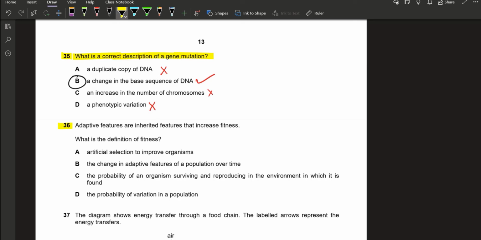Question number 36. Adaptive features are inherited features that increase fitness. What is the definition of fitness? Option A. Artificial selection to improve organisms, which is wrong. Option B. The change in adaptive features of a population over time, which is also wrong. Option C. The probability of an organism surviving and reproducing in the environment in which it is found, which is correct. Option D says the probability of variation in a population, which is wrong. So the correct option would be option C.